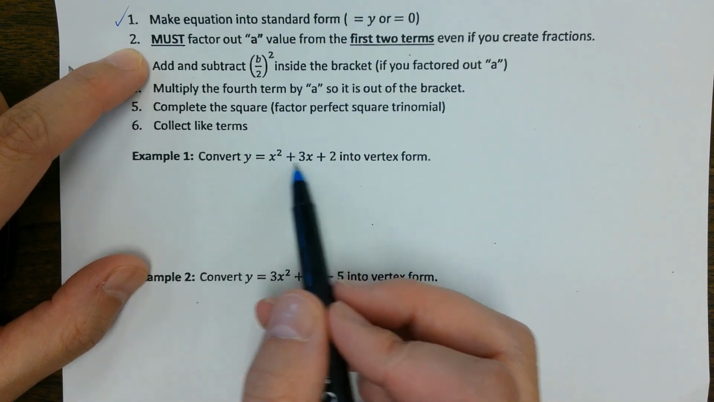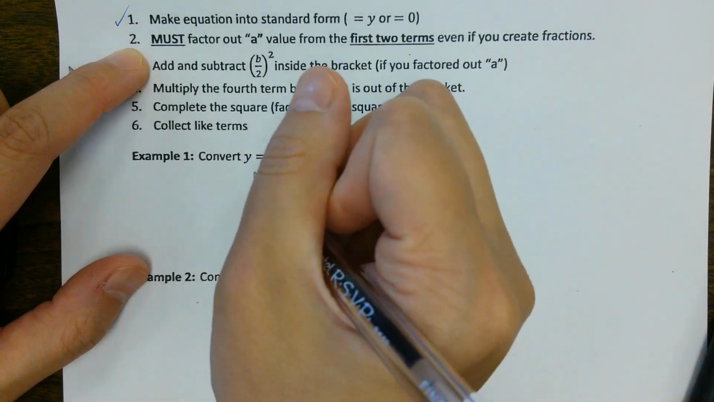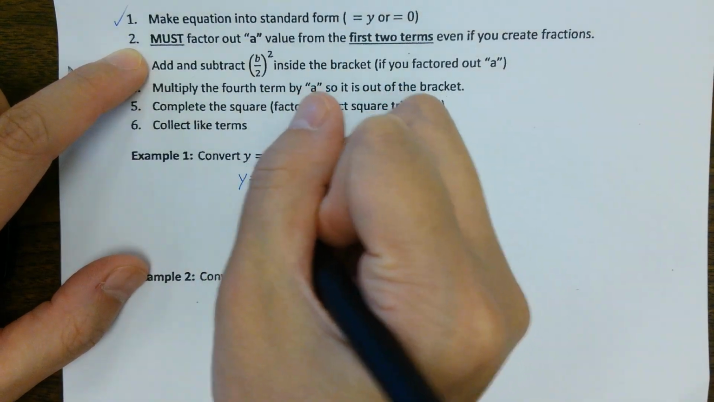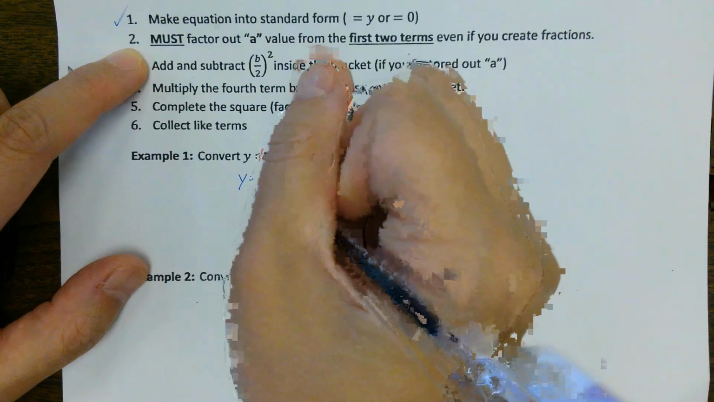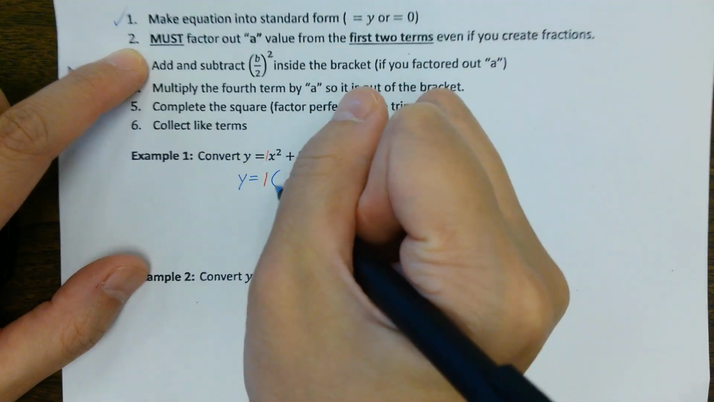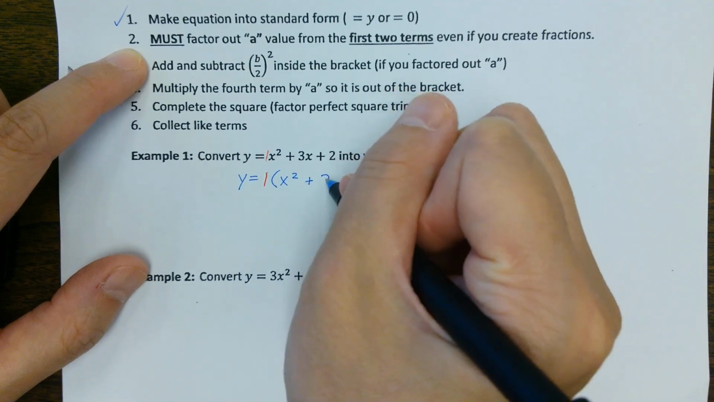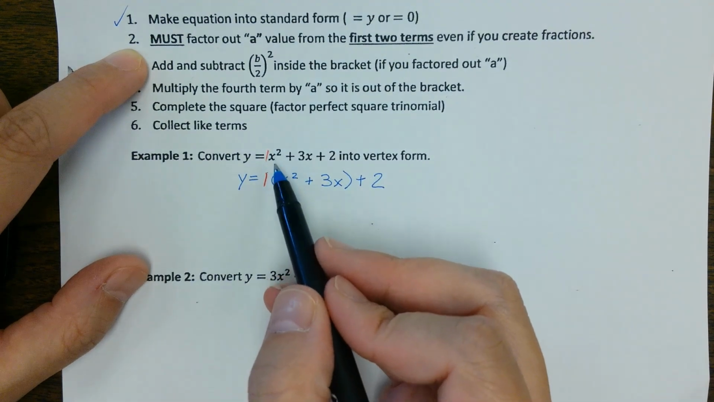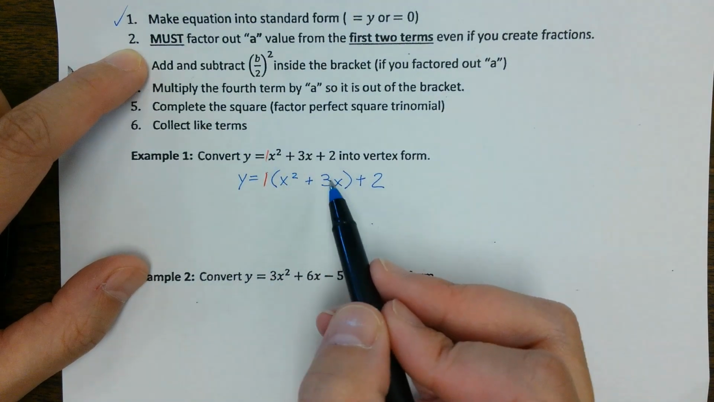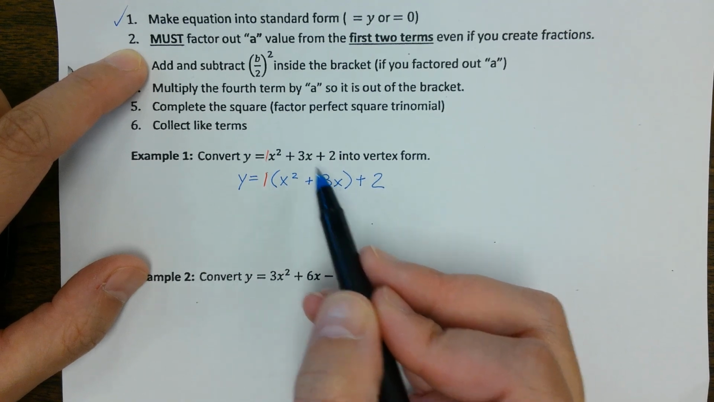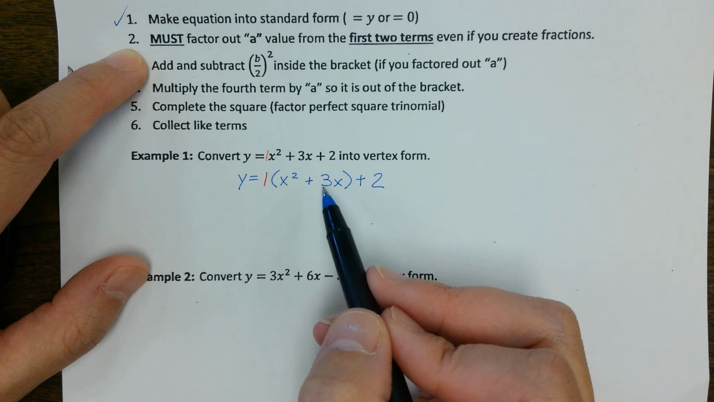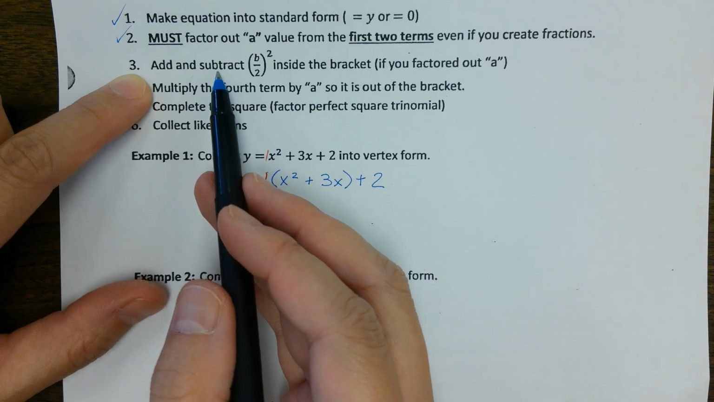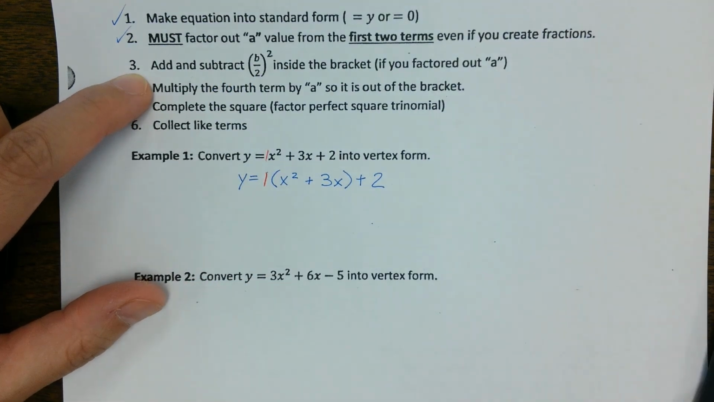What's my a value right here? 1. Good job. Yeah, so there's actually a 1 right here. So when I factor that out, I'm going to get, I'll try to use a different color for each step, 1, and I'm going to factor out the first 2 terms only. Okay, x squared divided by 1 is still x squared. 3x divided by 1 is 3x. So that's why nothing changed, because I'm just dividing everything out by 1. So step 2, done.